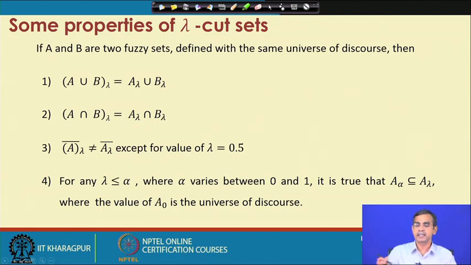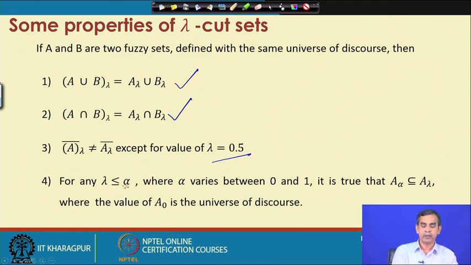So, for the Lambda-cut set, this property needs to be understood. Basically, this is one property: if A union B and their Lambda-cut is taken, this is equivalent to taking the Lambda-cut of A and the Lambda-cut of B and taking their union. So, this is one rule that is applicable. This rule is for union, and there is a similar one for intersection. And one thing is that the complement of A lambda and the A lambda complement are not generally equal, but they are equal only for lambda equals 0.5.